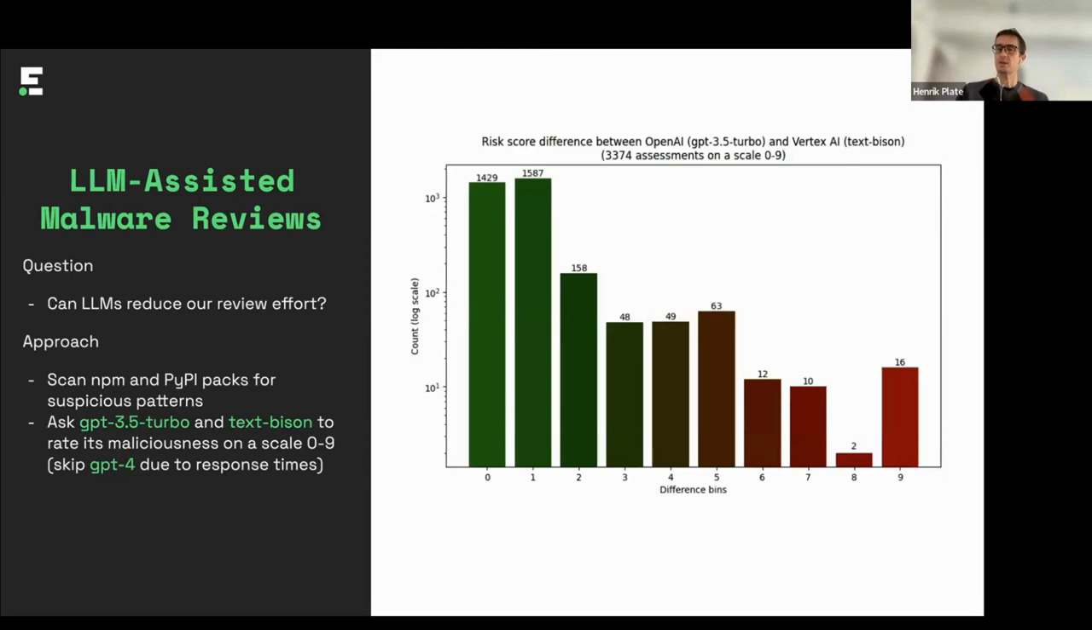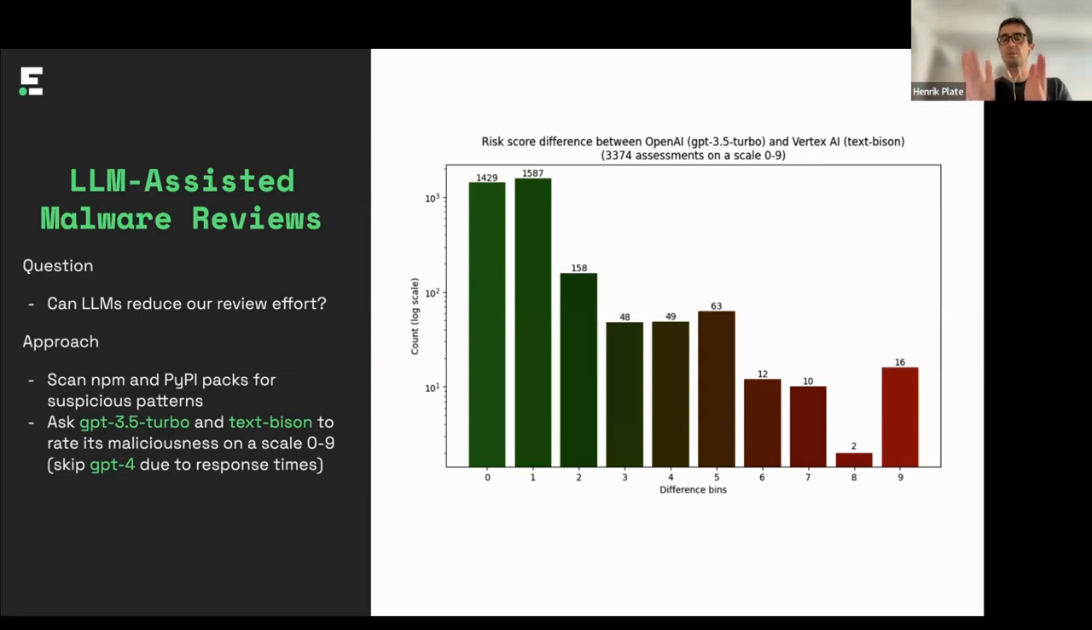We did this testing two of those LLMs in parallel. We used the GPT 3.5 and Text Bison. We excluded GPT 4 due to the slow response times, not to speak of the costs. And the results are visible here in this bar chart. So for more than 3,000 assessments, we found that both of these models agree very much on the maliciousness on this scale from 0 to 9.